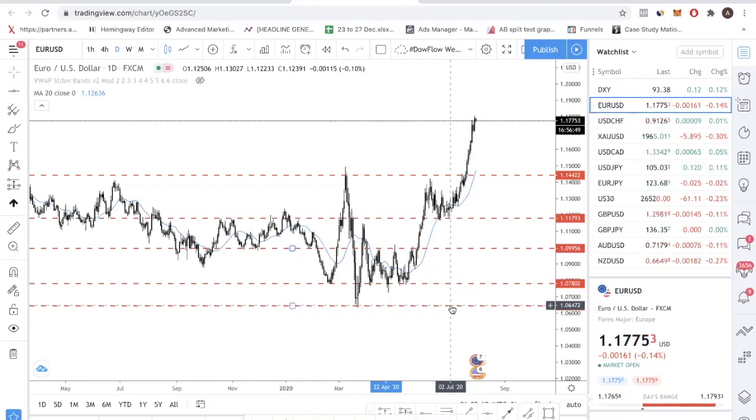If you draw every single line, you're going to clutter your chart and you're going to confuse the hell out of yourself. So do not do that. What you want to do is keep your charts clean. So that's step number two.